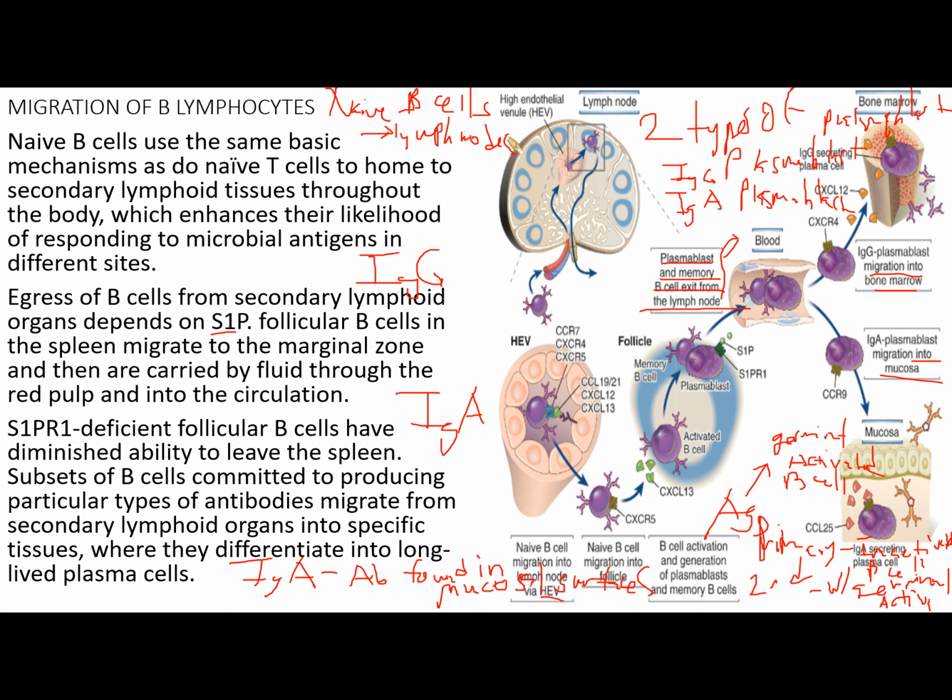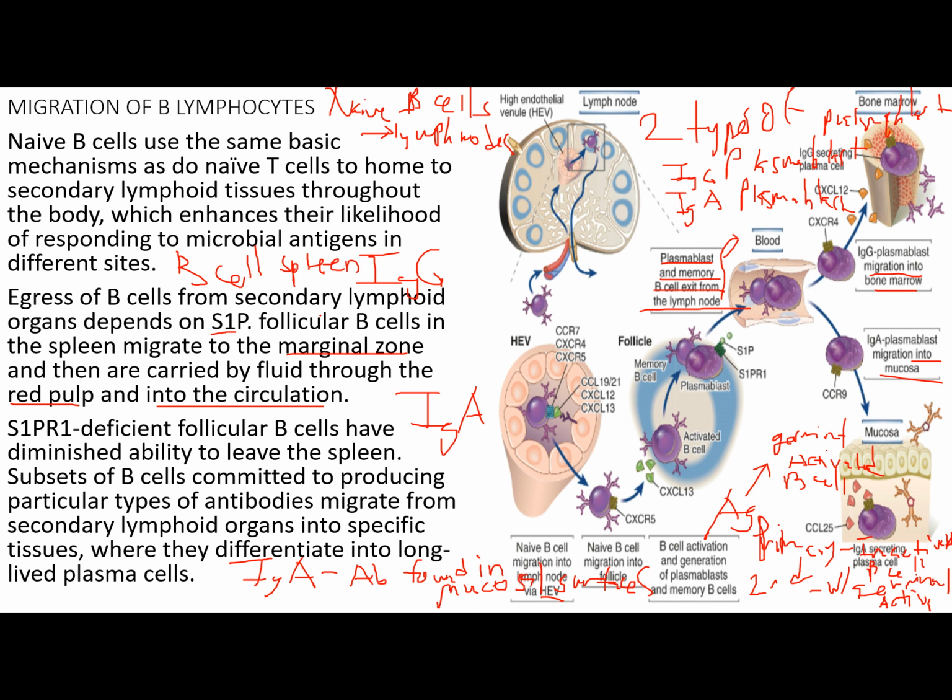So aside kasi class from the lymph nodes, yung B cell nyo kasi would also go to the spleen. Sa spleen class, they would now go to the marginal zone and they would be carried by fluid through the red pulp. Then from the red pulp, pupunta siya sa circulation. So ulitin ko, aside from the lymph node, si B cell nyo pupunta rin sa spleen. Now sa spleen class, they would now go to the marginal zone. And from the marginal zone, they would go to the red pulp and then into the circulation.